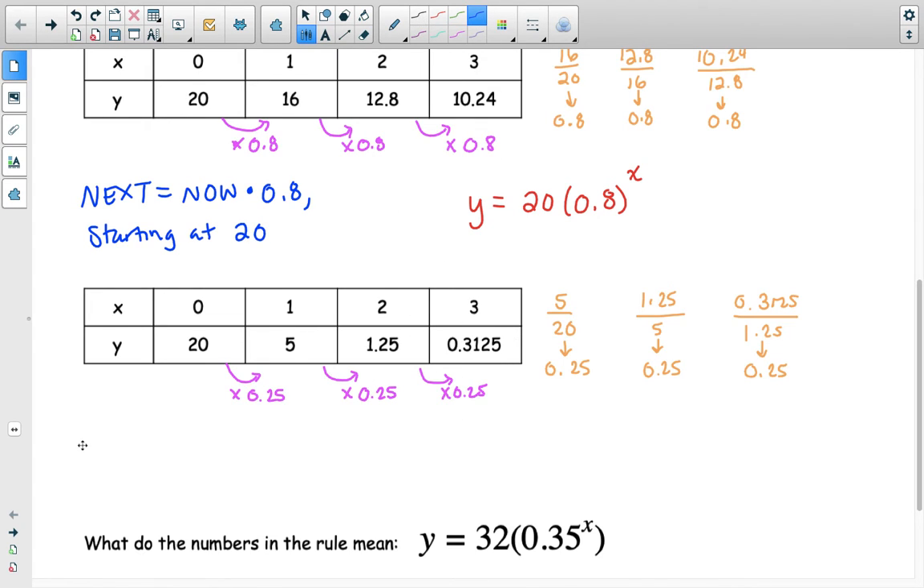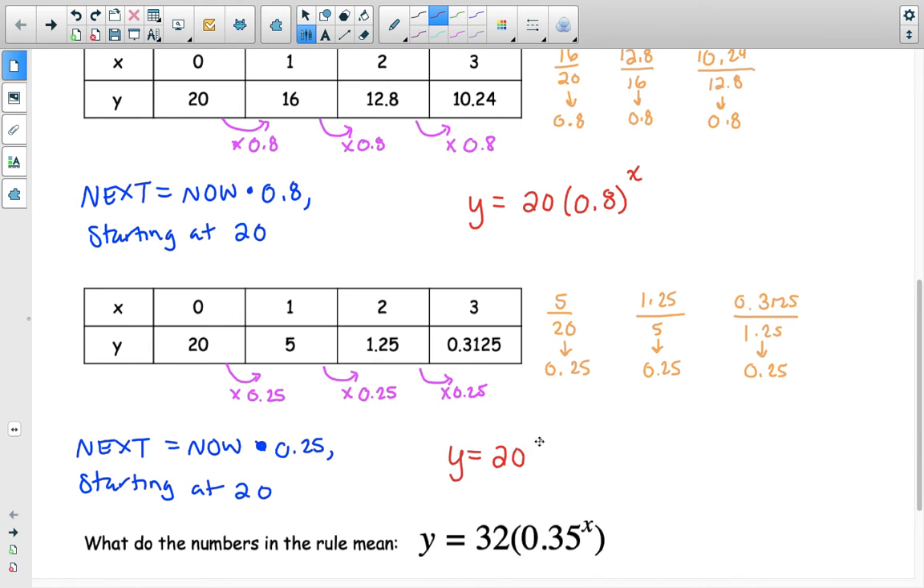So again, to get our next value, which would be at the x value of 4, we would take our last value, what we have now, and we would multiply it by a quarter, as long as we know we're starting at 20. So our equation would be y equals, we started at 20, and we're multiplying each time by a quarter, so we raise that to the exponent of x, because we're multiplying it each time.